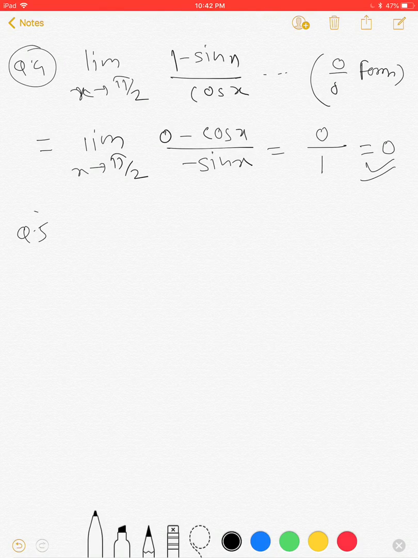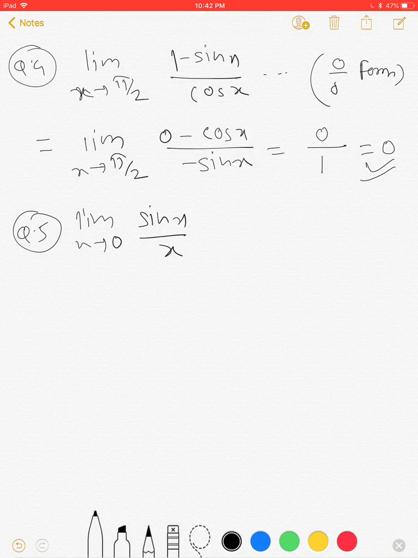Next question, that is question number 5. In question number 5, we have to find limit x tending to 0 of sine x by x. If we substitute x is equal to 0, then sine 0 is 0. So this is again 0 by 0 form. To find its limit, we have to differentiate numerator and denominator till the 0 by 0 form and infinity by infinity form get removed.